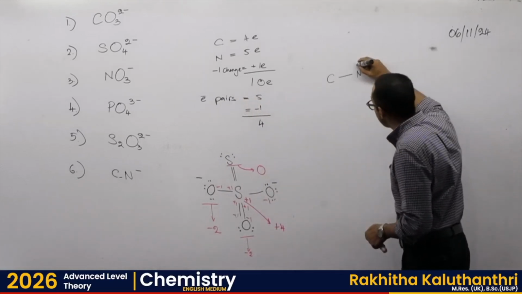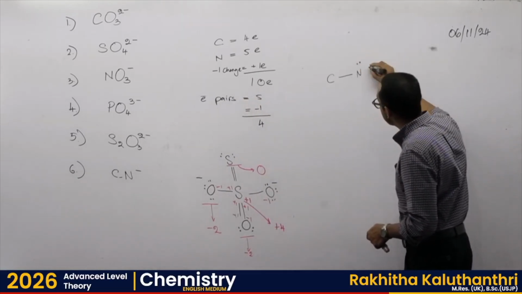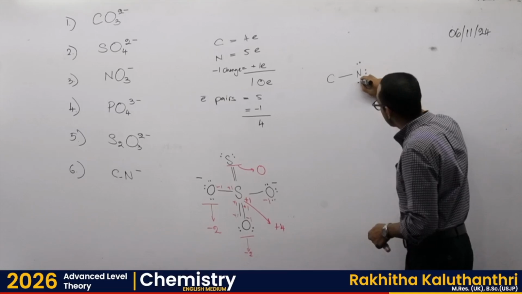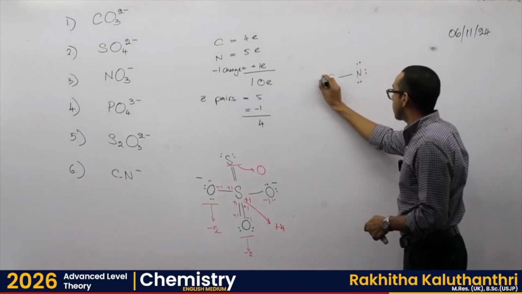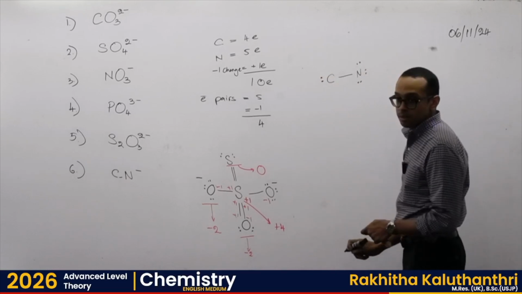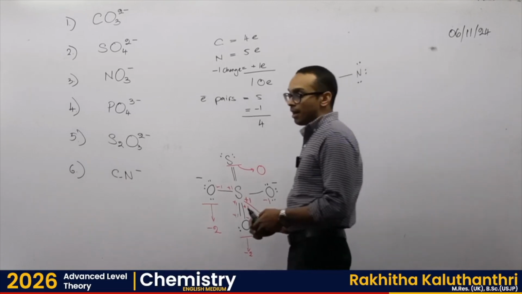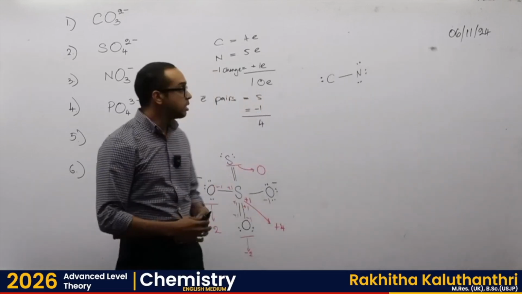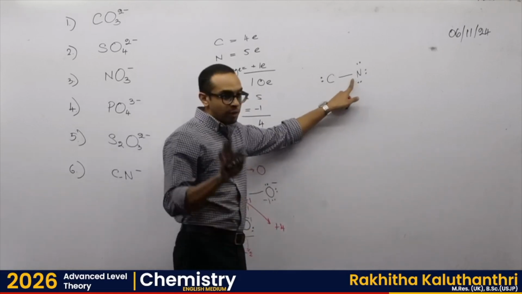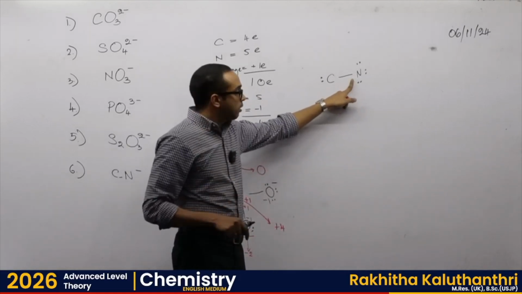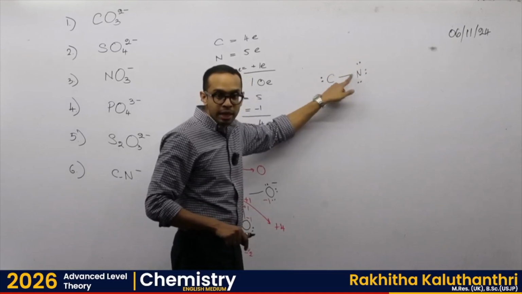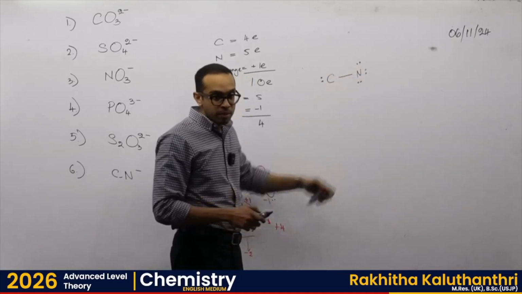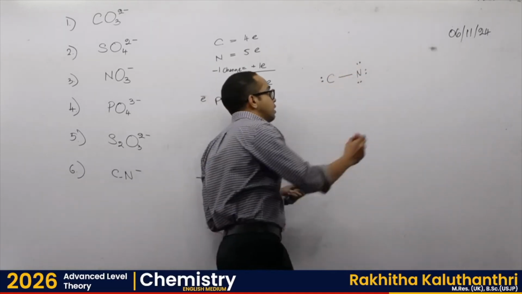We can start distributing them starting from nitrogen. Nitrogen gets 3 just to complete its octet like this. The additional electron is given to carbon. Now if you take a look at their formal charges, nitrogen should have only 5 electrons, but nitrogen has 6 here and 1 in the bond. Altogether 7. So what is the formal charge of nitrogen?